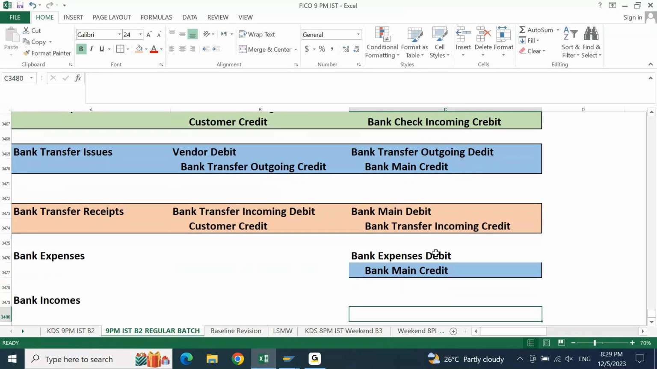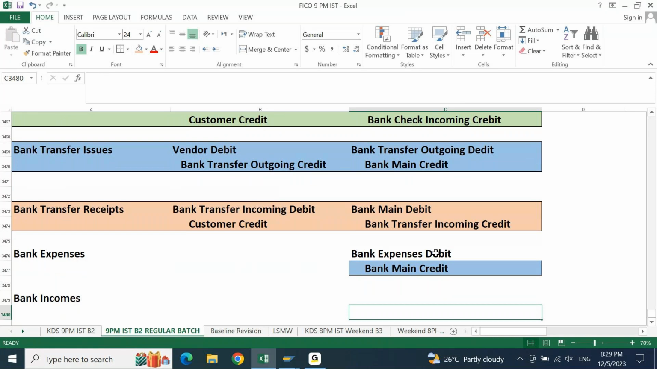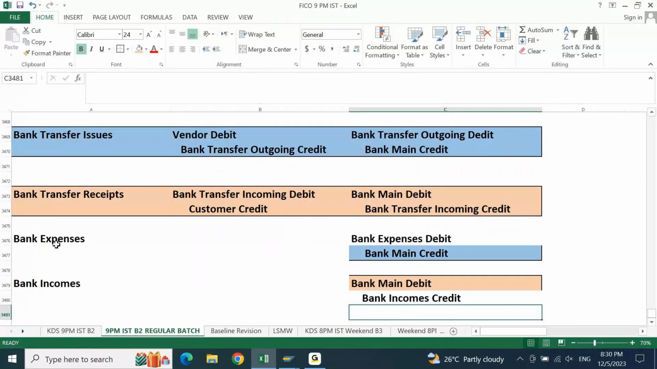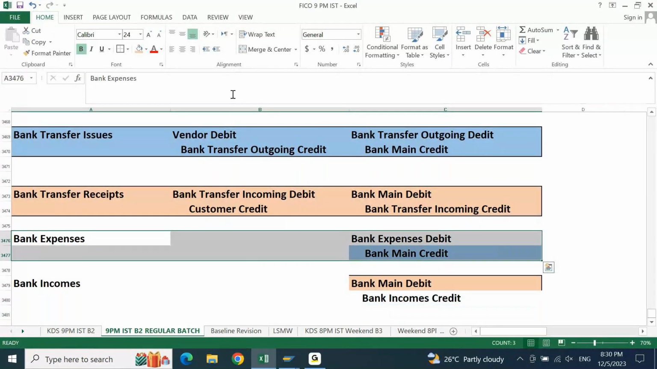Last one, bank income. Any income we know is credit, so your bank main account will go on the debit side. It will be debit, and I will put bank incomes on the credit side. Here also same thing. I will highlight this separately. I'll put a different color for it.